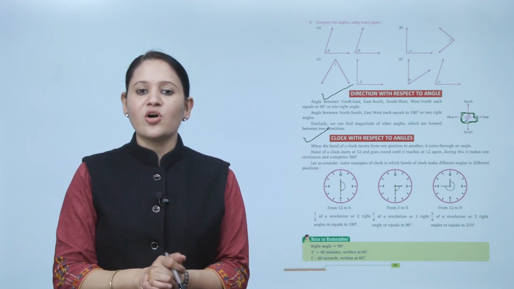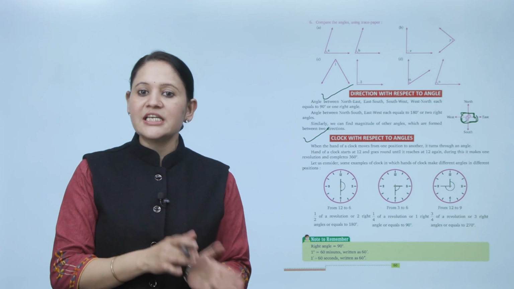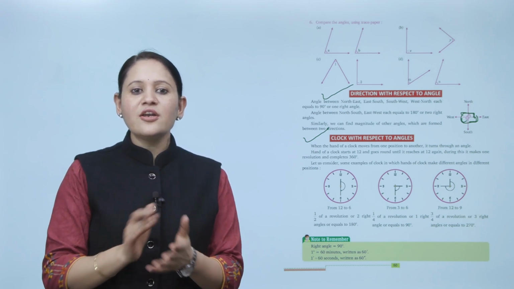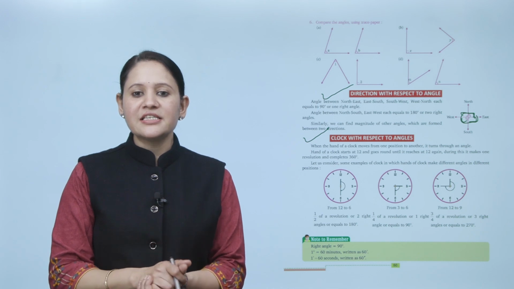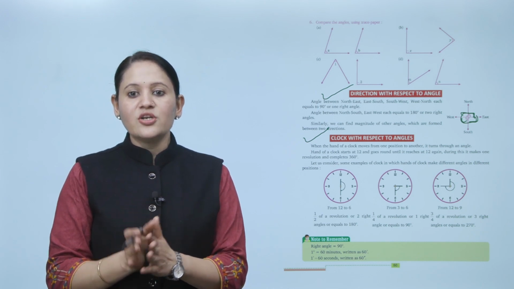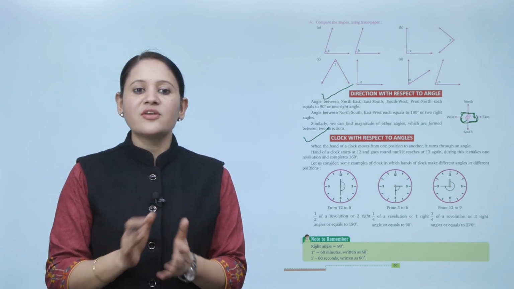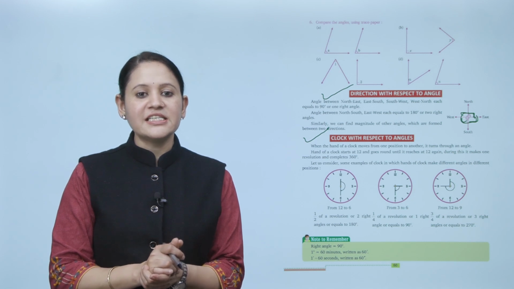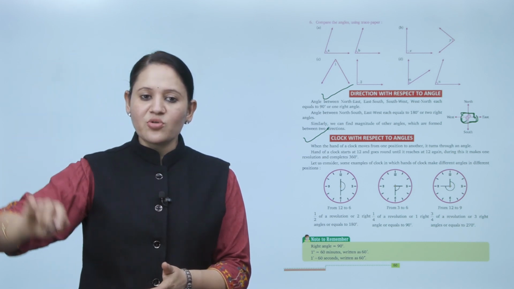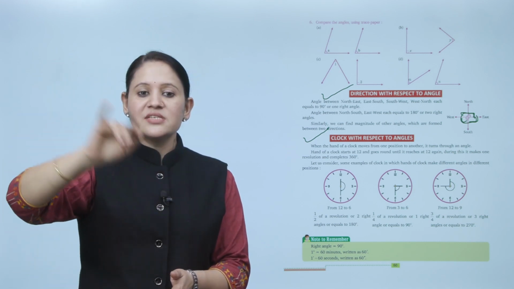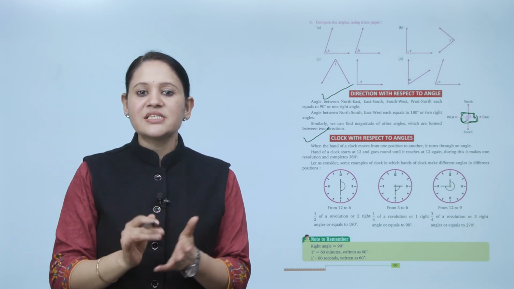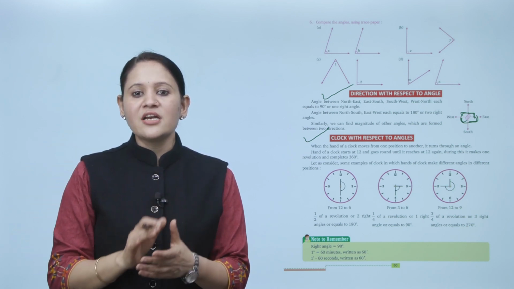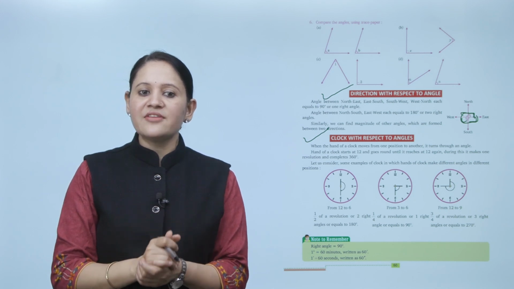When the hand of the clock moves from one position to another, it turns through an angle. The hand of the clock starts at 12 and goes round until it reaches 12 again. During this, it makes one revolution, or a complete 360 degrees. Means it starts from 12 and again reaches 12, one complete angle of 360 degrees. Let us consider some examples of the clock, where the hand makes different angles at different positions.